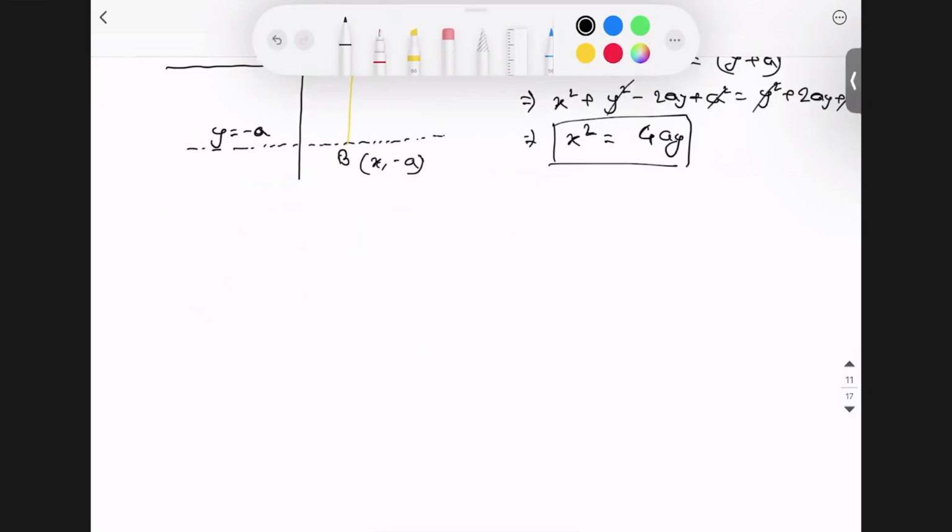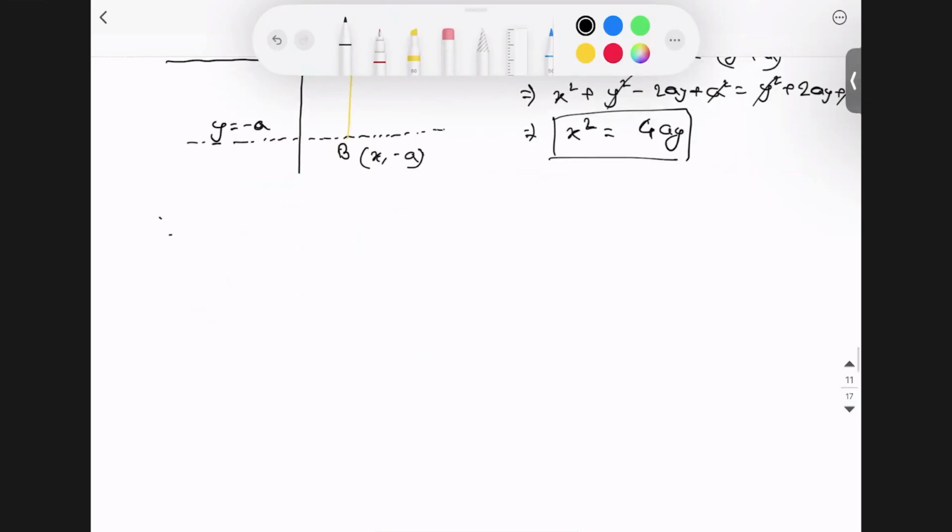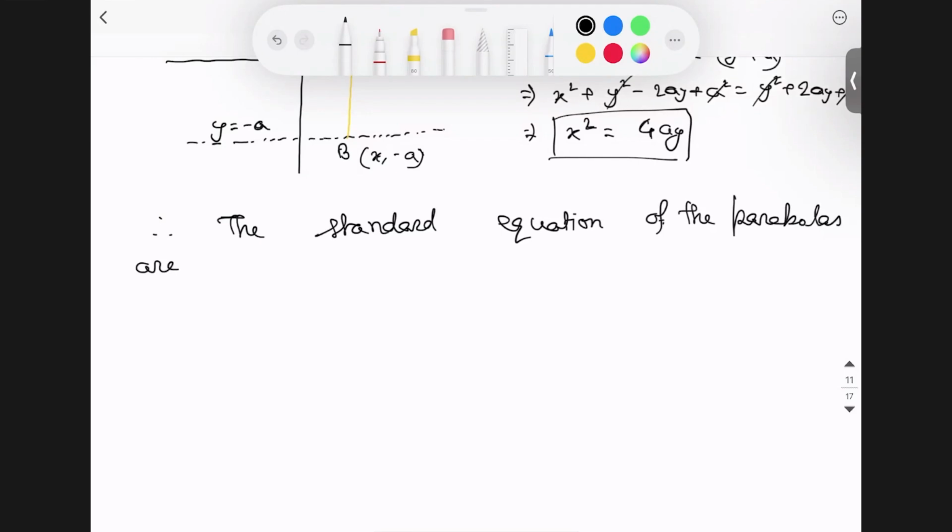In those cases, the standard equations of the parabolas are y square equals 4ax and x square equals 4ay. Okay, so these are the standard equations of the parabolas.